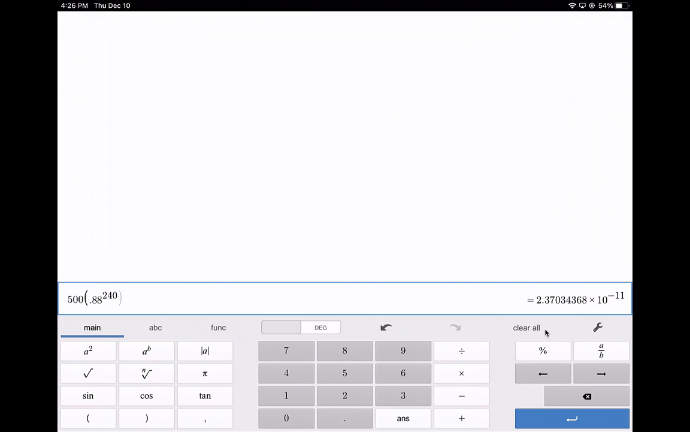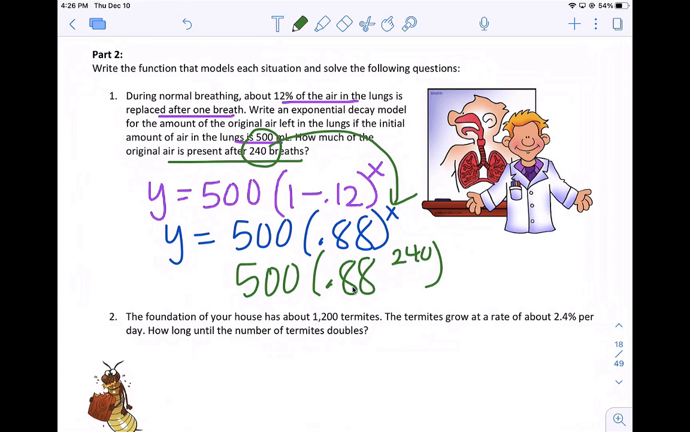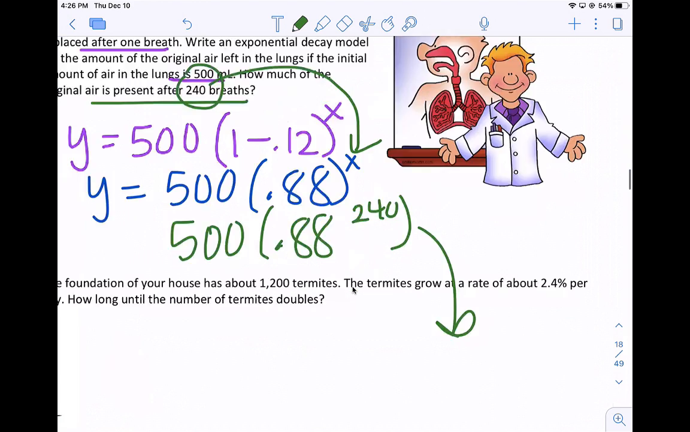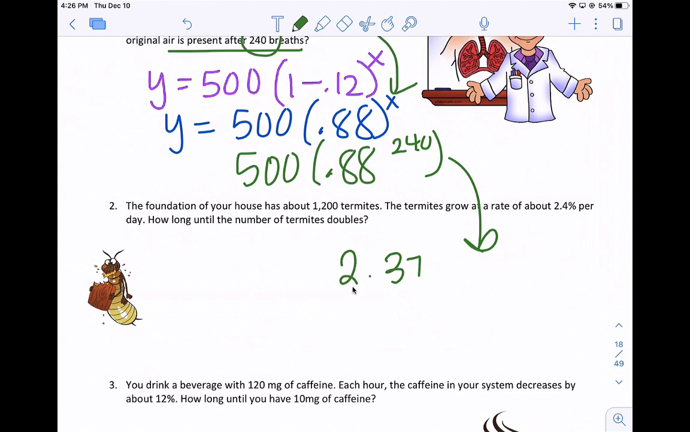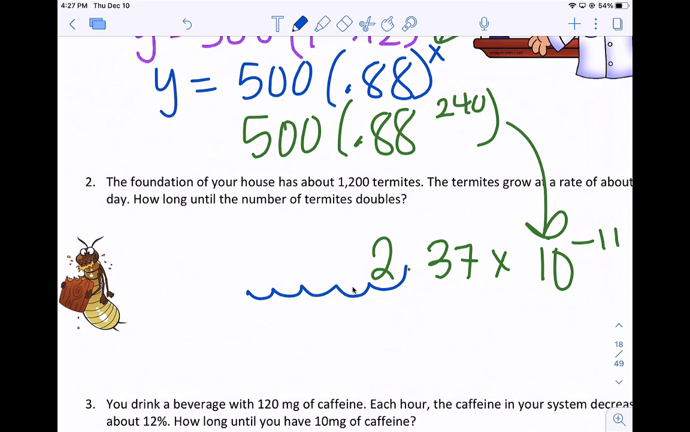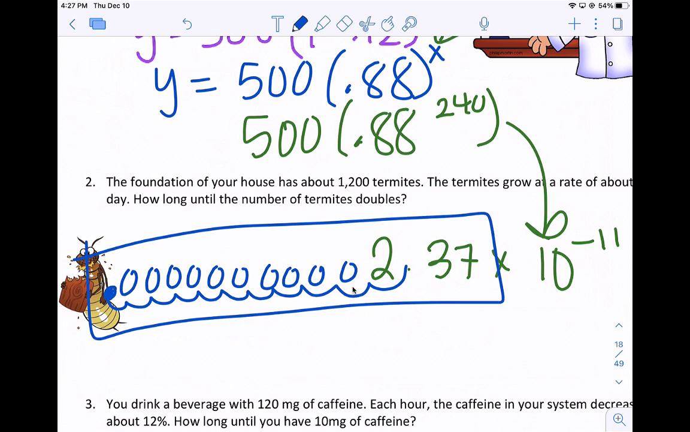And what you see is scientific notation. So 2.37 times 10 to the negative 11th means we move the decimal place over 11 times to the left. So that's a very small number. So I'm going to show you how small that is. So there's not much of that original breath left. I'm going to do it down here just because I'm running out of room. So here's what we saw. Okay, so what this means is move that decimal place over 11 times. 1, 2, 3, 4, 5, 6, 7, 8, 9, 10, 11. All right, so I'll put a dot. I'll put zeros here. So we can see that very, very little of the original breath is left after we take 240 breaths. Most of it has left our body.